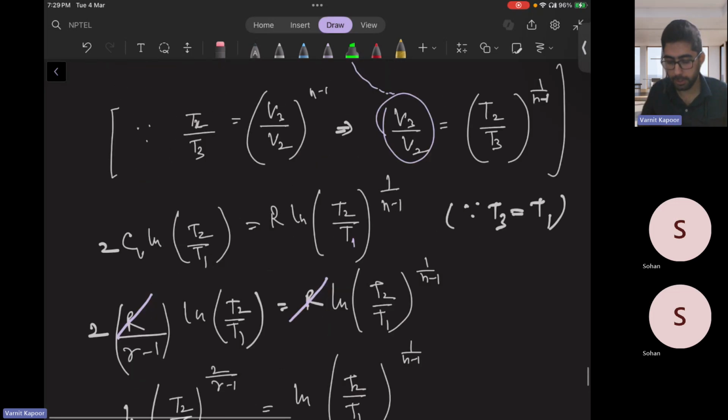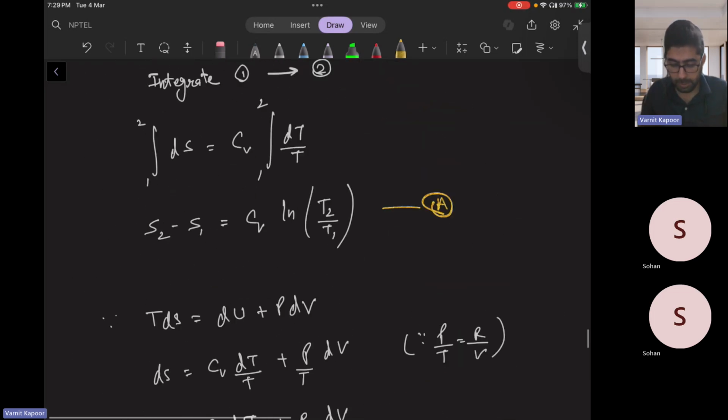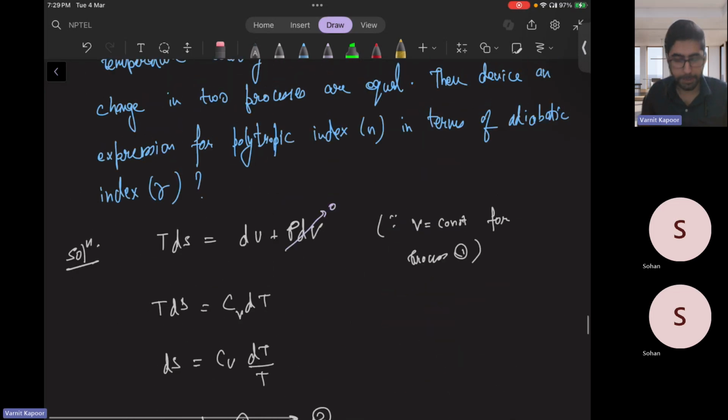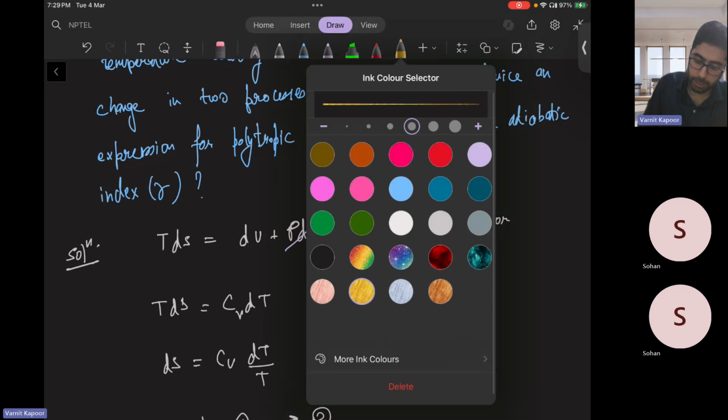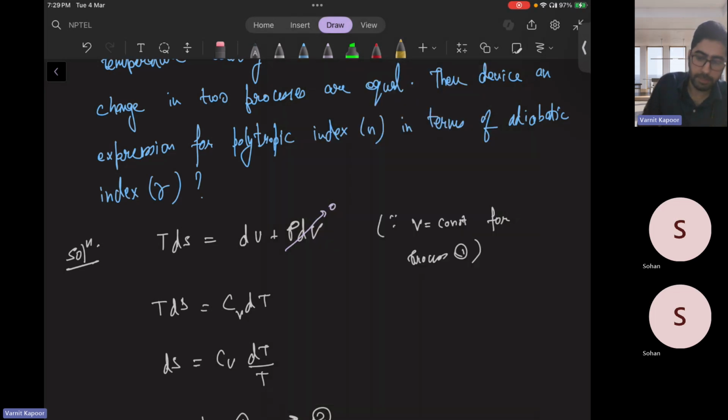It's a good question. Excellent question. Again, I'll explain in one go what happened. So we had two processes. First process was volume is equal to constant. Use the equation TdS is equal to dU plus PdV. Put dV as 0 in this.